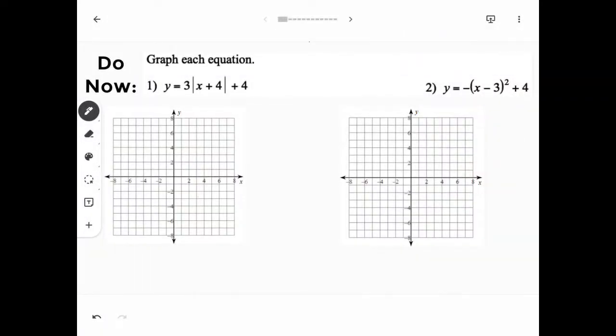To start class, go ahead and write these ones down and try them in your notebook. If you need graph paper, go ahead and grab them from the front of the room. Pause this video and give yourself some time to work through these problems, and then replay it when you're ready to talk about them.